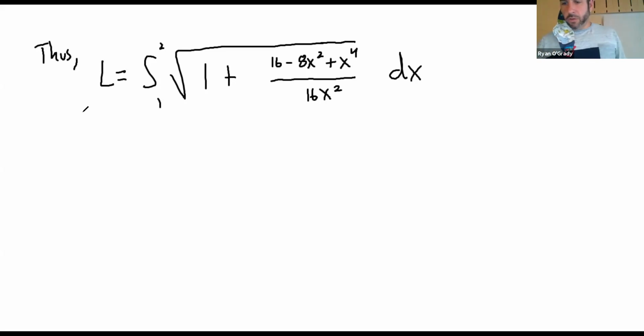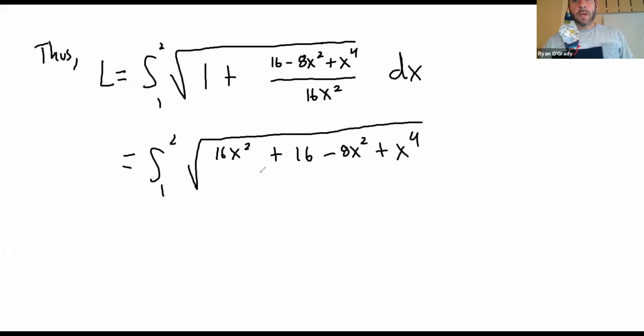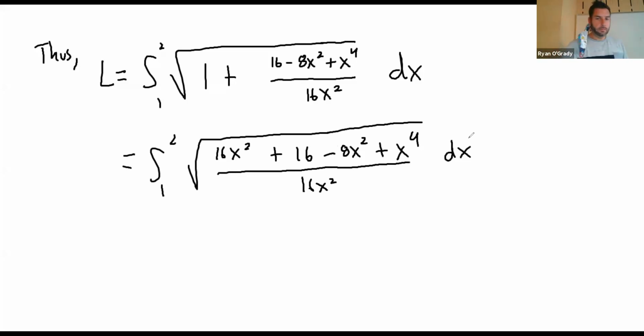So the first thing I'm going to do is combine this. So this becomes 16x squared, plus 16 minus 8x squared still, plus x to the 4th, and then this is all over 16x squared dx. Now the beautiful thing, look at this big fraction. The denominator is a perfect square already. We know its square root is 4x. The numerator though, that ain't. At least as we have it written, it's not obvious.